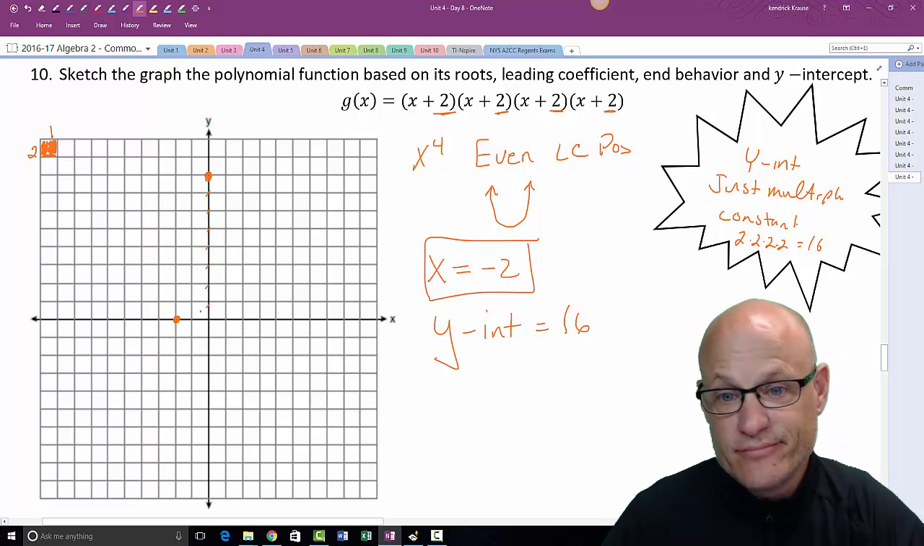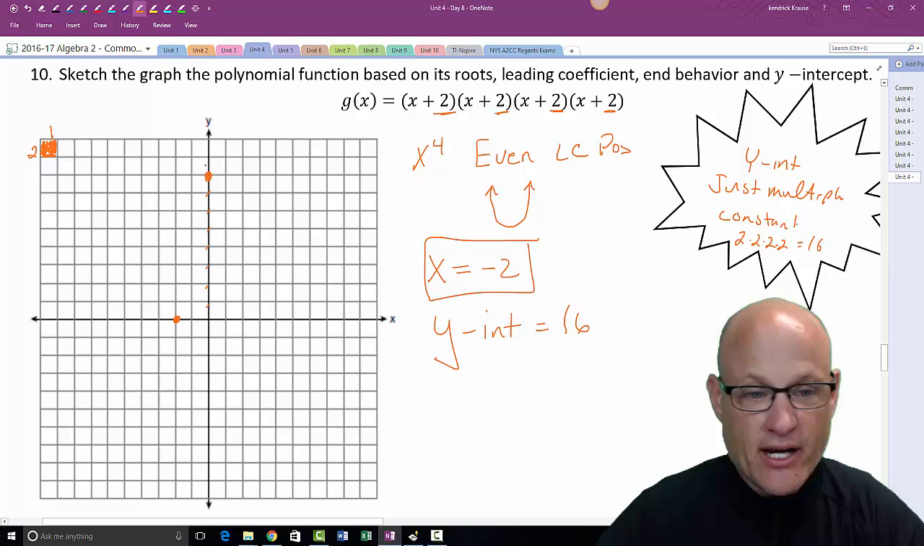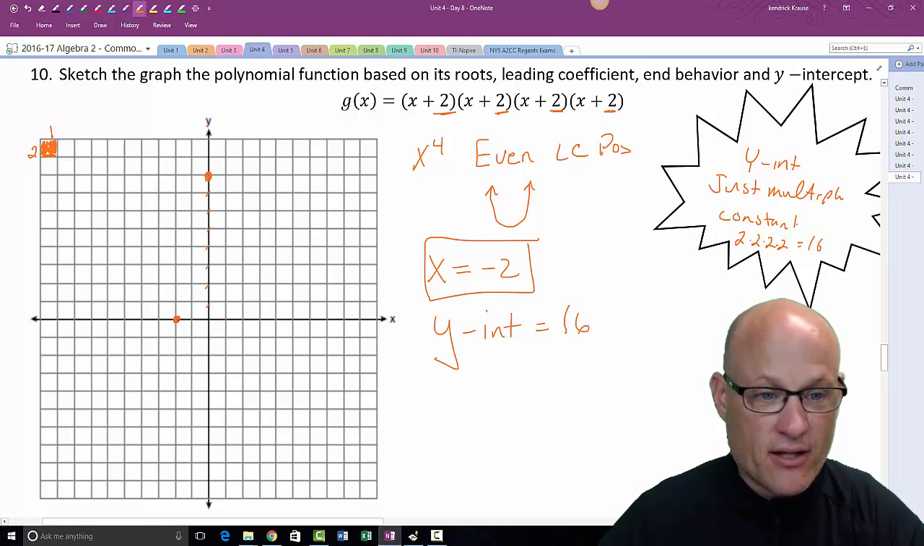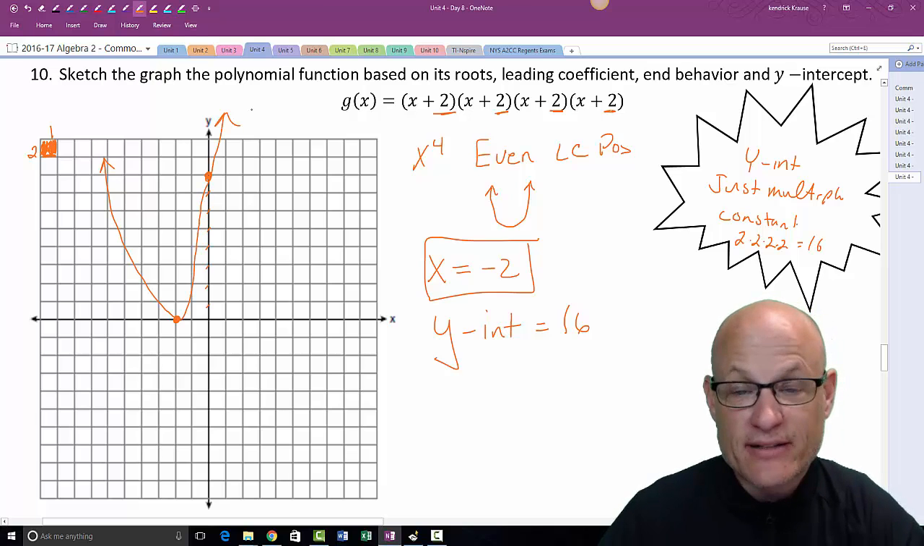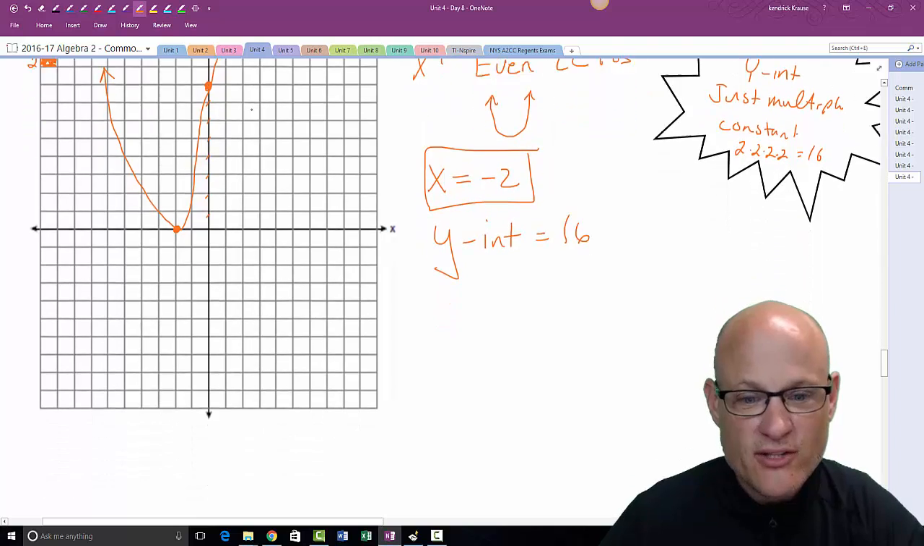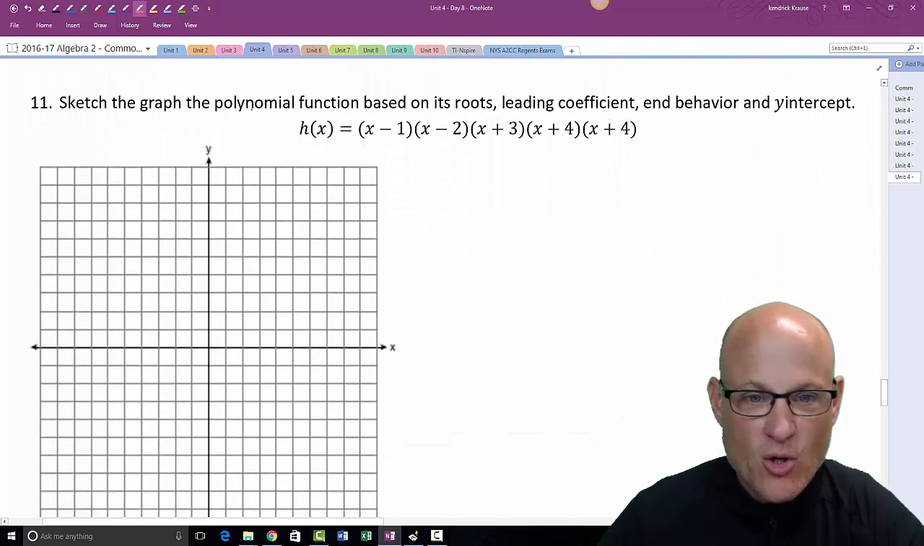Now, it's an even function. The arrows are going to be pointed up. So this is kind of going to look like a parabola. Got to go through that point, though. Something to that effect. There it is, kids. That's all she wrote. This next one looks like a lot of fun.